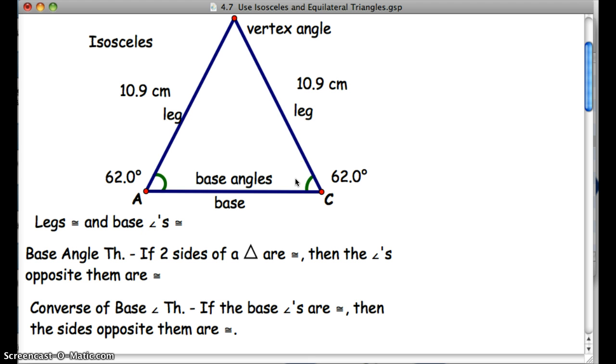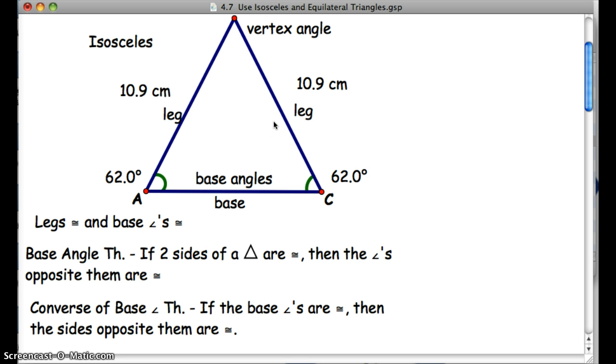So if the legs of a triangle are congruent, then the base angles are congruent. That's how you could use the terminology from the isosceles triangle. That's the base angle theorem. And then, of course, you have the converse. If you remember back to our lessons on converse and contrapositive, the converse is basically flipping it around. If the base angles are congruent, then the sides opposite of them, the legs, are also congruent.